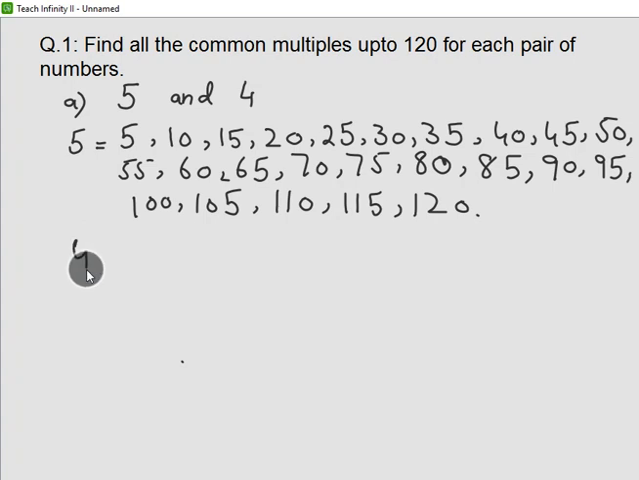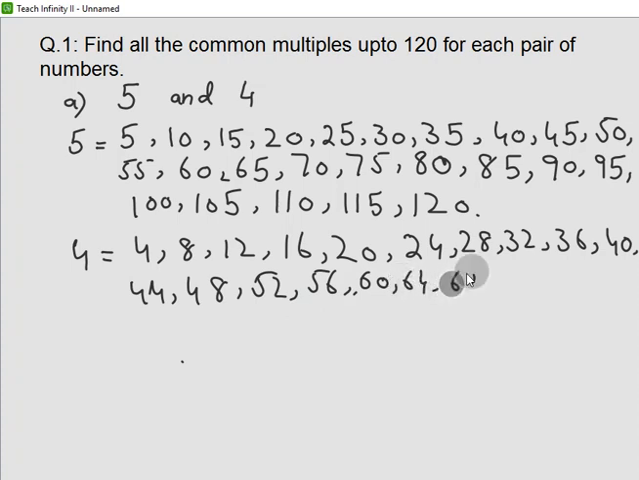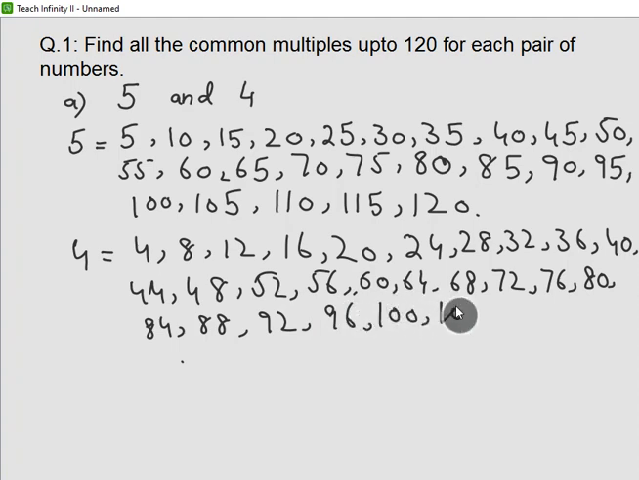Similarly, we have to find the multiples of 4. That is 4, 8, 12, 16, 20, 24, 28, 32, 36, 40, 44, 48, 52, 56, 60, 64, 68, 72, 76, 80, 84, 88, 92, 96, 100, 104, 108, 112, 116, and the last one is 120.